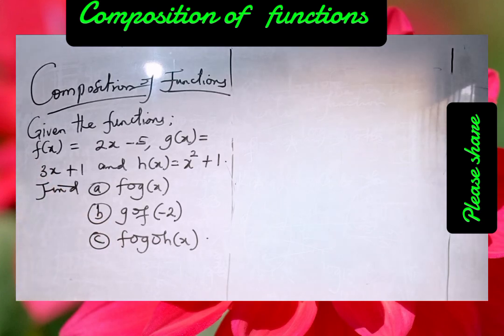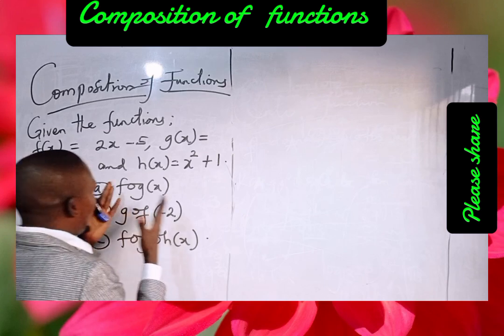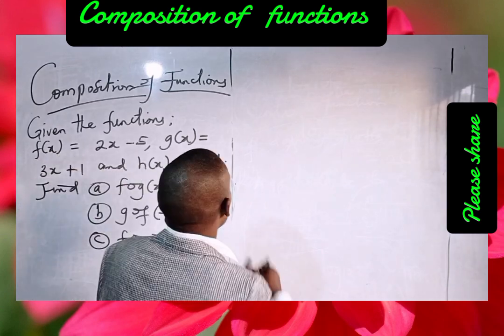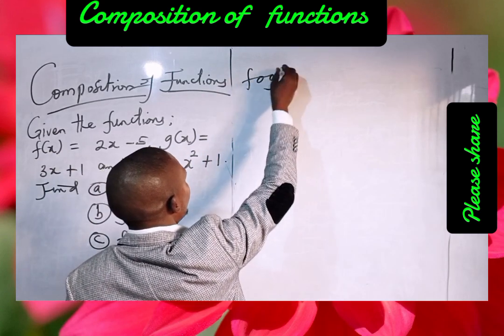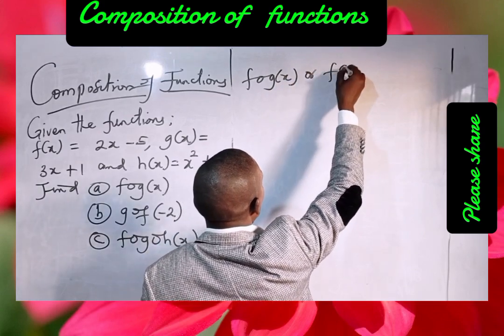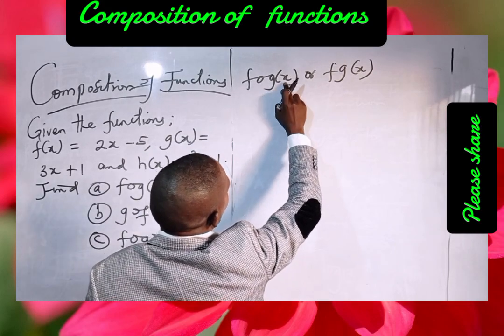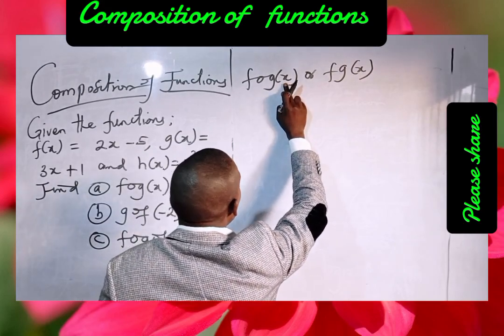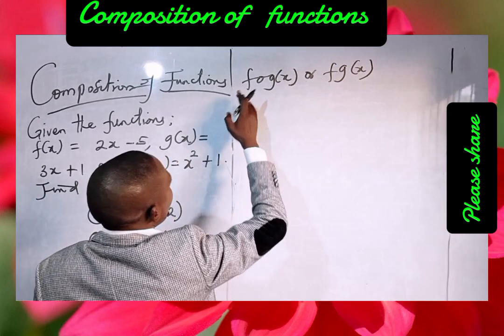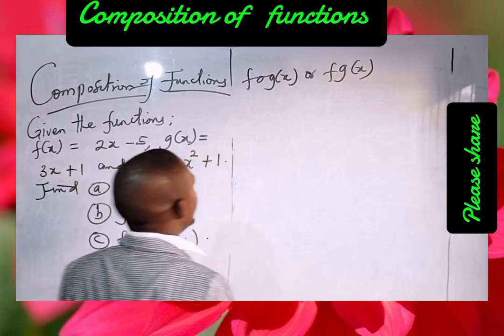Very good. Before I solve these problems, let me analyze this: f of g of x, g of f of x, f of g of h of x. When you have something like f of g of x, it can also be written as f g of x, meaning that g is a function of x and f is a function of g of x. So it means function of a function. Very good. Now what are we going to do?